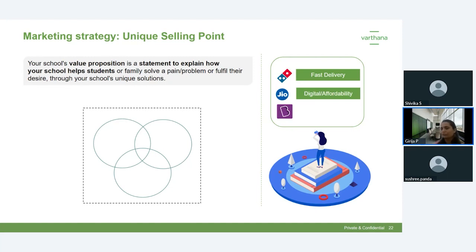We are all from the education sector, so we have all heard about Byju's. Can anybody share what you think their unique selling point is when they are reaching out to the parents and to the students? What are they trying to say to the parents? You can share in the chat box, and you can raise your hand if you want to speak. What do you think Byju's unique selling point is, what are they trying to communicate to the parents through this unique selling point?